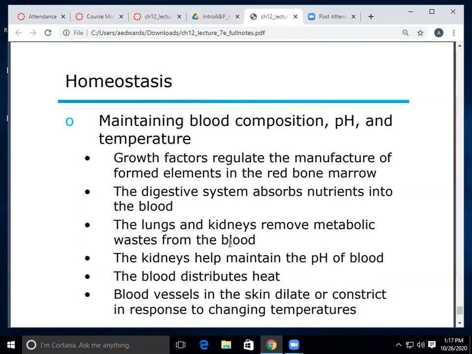Blood also can distribute heat around your body. Okay? That movement can also distribute heat. So if you have good blood flow, you're usually going to be warmer. If you don't have good blood flow, you're going to probably be colder. All right. Blood vessels in your skin can dilate or constrict, so they can expand or they can constrict in response to the differences in temperature.